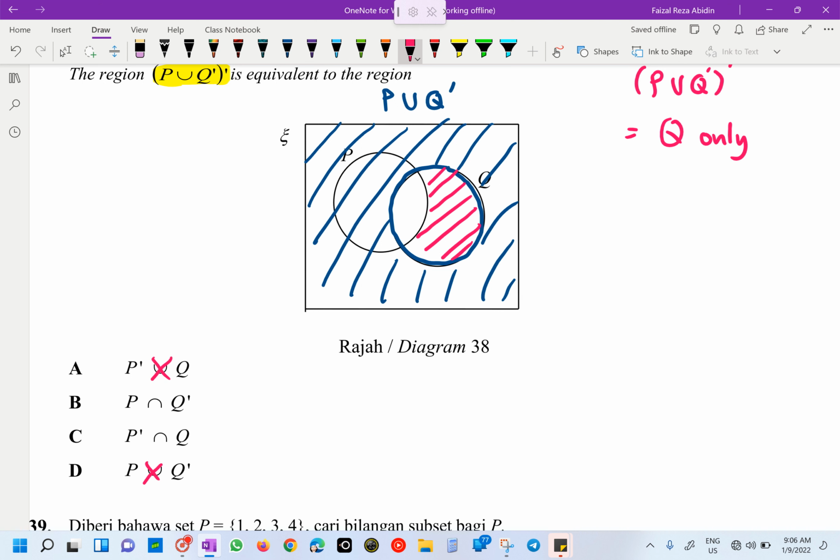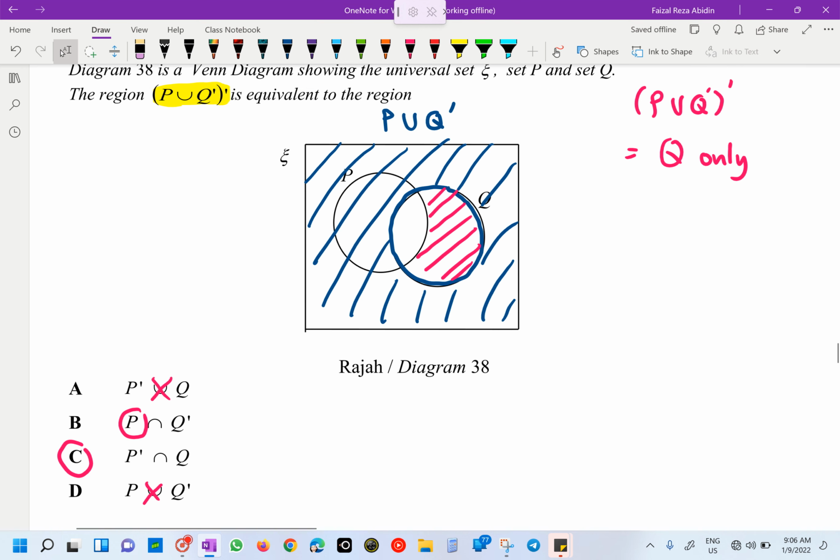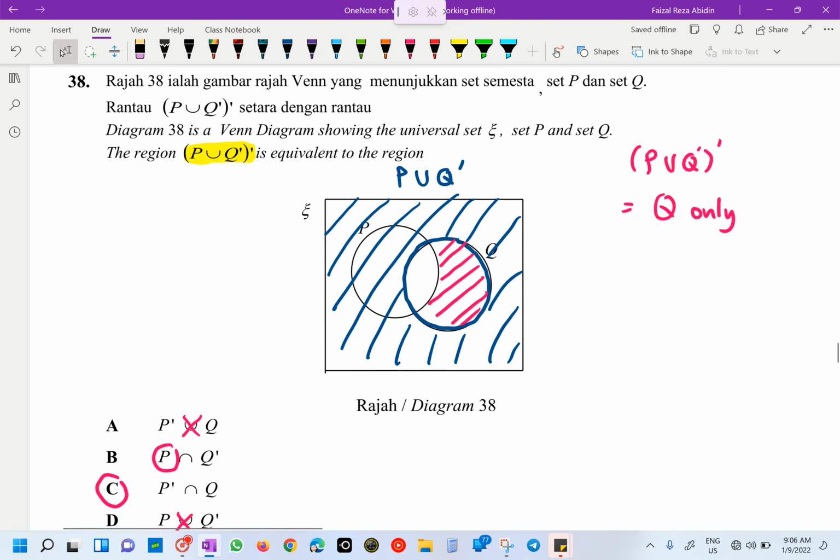Union is not allowed. So, P intersect with Q complement Q is not allowed. P, this one, other than P, right? So P alone is not allowed. So it's going to be complement P intersect with Q. Yes, it's going to be C. Number 38 is C.